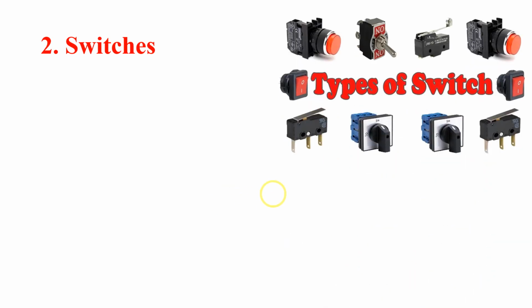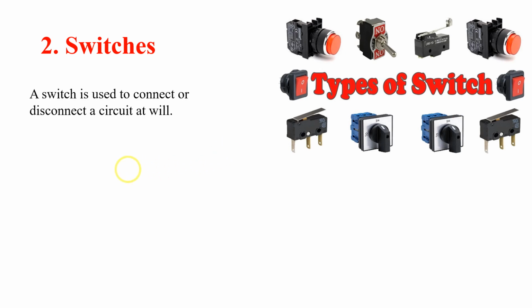The second component is the switch. There are different types of switches. You can see over here that all of the switches have the purpose of connecting and disconnecting the electrical circuit. A switch is used to connect or disconnect a circuit at will. Whenever you want to connect the circuit, or whenever you want to stop the flow of electrons in the circuit, we usually use switches. The symbol used for the switch is two dots, and this represents open.